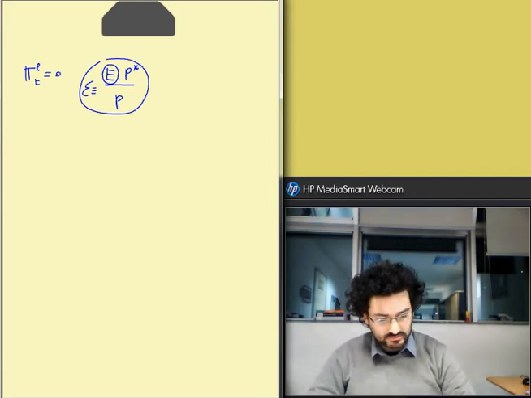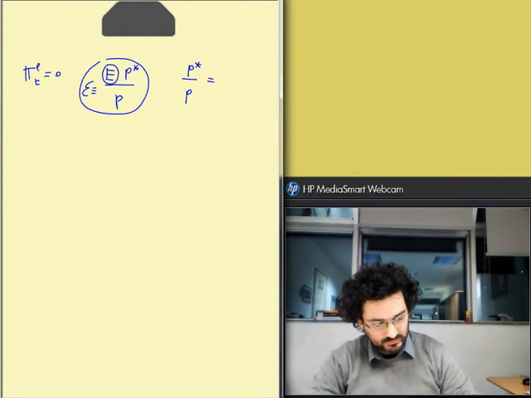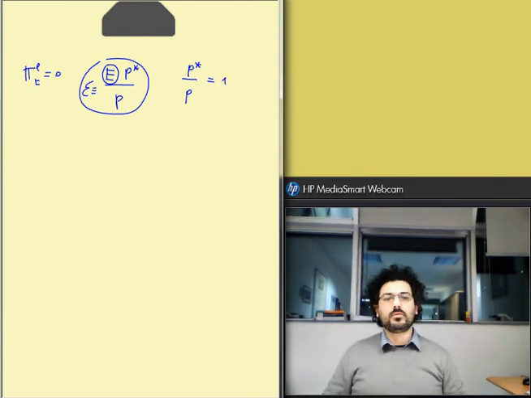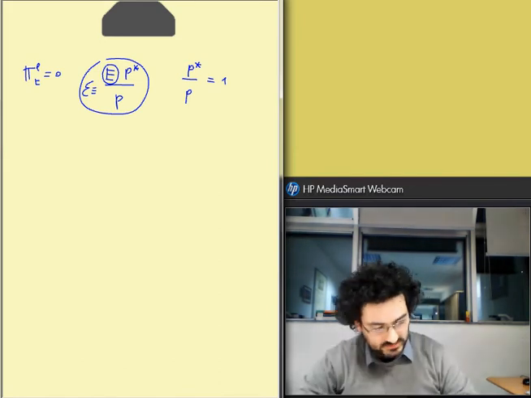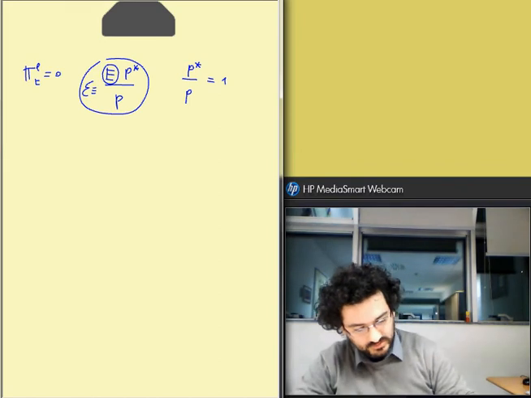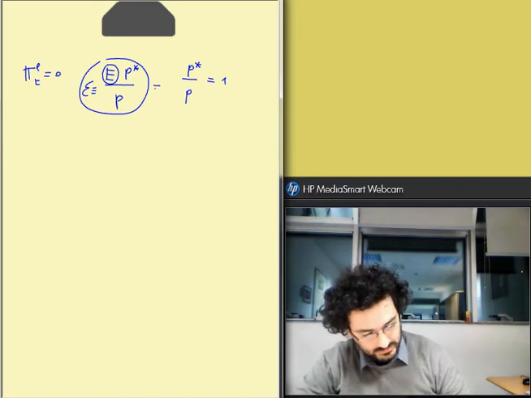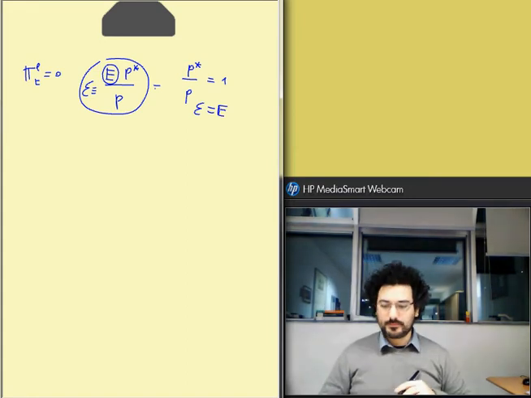Now we assume that the ratio between the foreign currency price and the national prices is equal to 1. We normalize it to 1. So we consider this price as fixed and exogenous, and the ratio is equal to 1. So this means that the real exchange rate, under this assumption, is equal to the nominal exchange rate E.